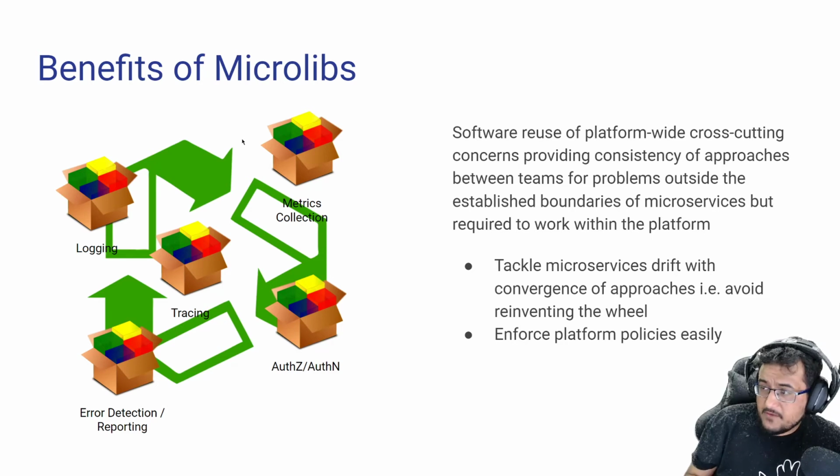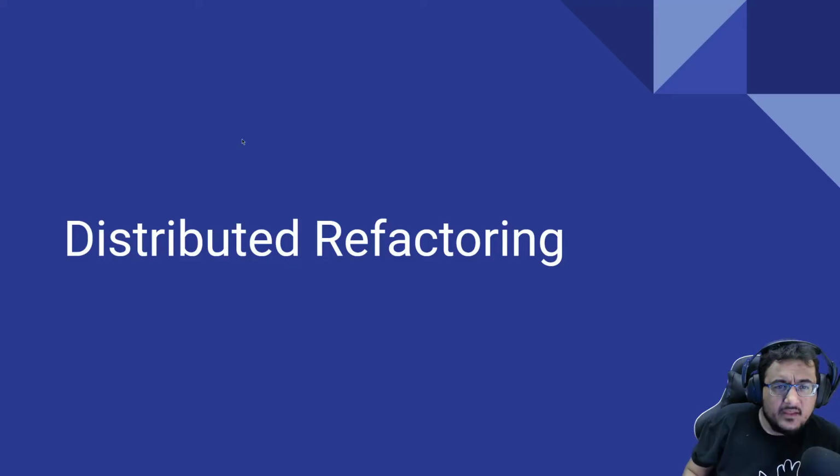And you will tackle the drift, because at some point, if you want to update a technology for, let's say, logging and tracing, you can just switch to a new version of the library, and that will be spread across all those services, right? Well, not automatically. Teams have to take into account that they have to update their versions, but that's another problem that I will explain later.